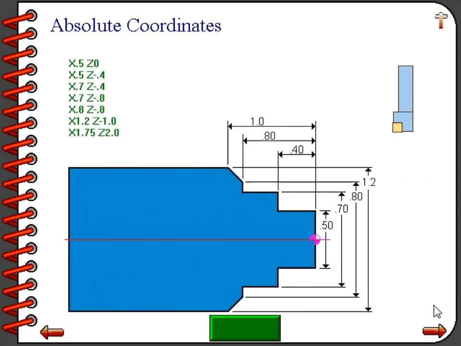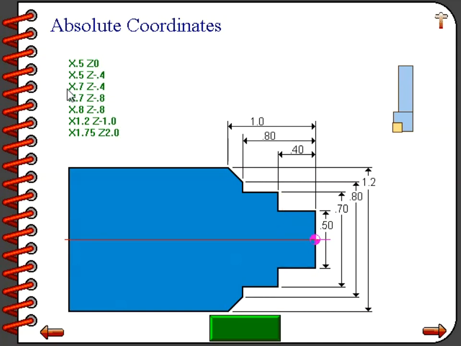Follow along now as we go through a program example using absolute coordinates. If you would like to run the animation at any time, just click on the green button located at the bottom of the screen. Here we will move the tool to a diameter of X0.5 and a position on the Z-axis at Z0. That would place the tool right at the rightmost finish face and at a diameter of 1/2 inch. Our next command, X0.5 Z-0.4, places the tool 400 thousandths to the left of the finish face at a diameter of 1/2 inch.